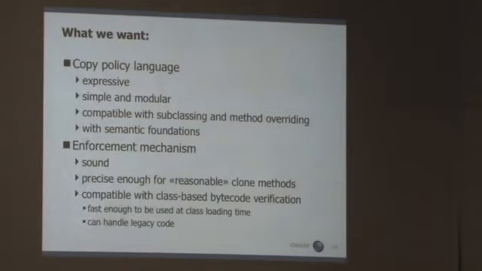Next thing we want is that once you have this language, we want to make sure that you can actually enforce these policies once you have declared them. So you want a mechanism that's sound, which takes advantage of the semantic foundations that you've developed here, and prove it sound. It should be precise enough to deal with reasonable clone methods, but we don't want a full strength shape analysis that can reason about any kind of memory structure or properties that you want.